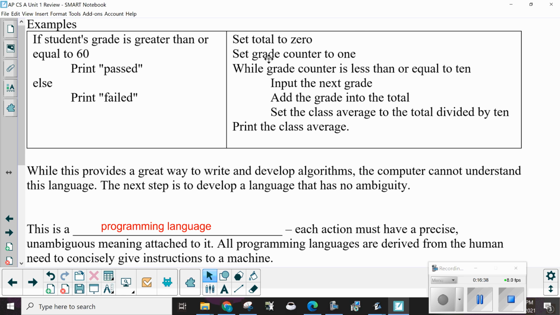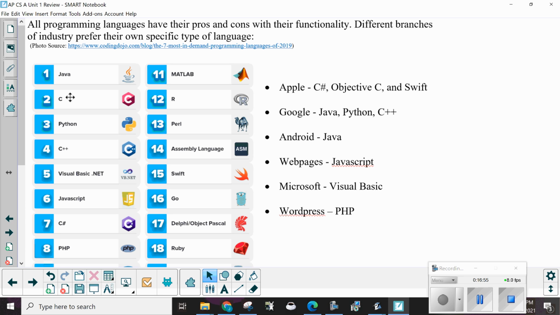All programming languages are derived from a human need to concisely give instructions to a machine. A machine can't guess at what you mean. It can't interpret it. It doesn't understand innuendo. It's got to be specific and repeatable. Now, all programming languages have their pros and cons with their functionality. Different branches of industry prefer their own specific type of language. Here are a bunch of different languages.